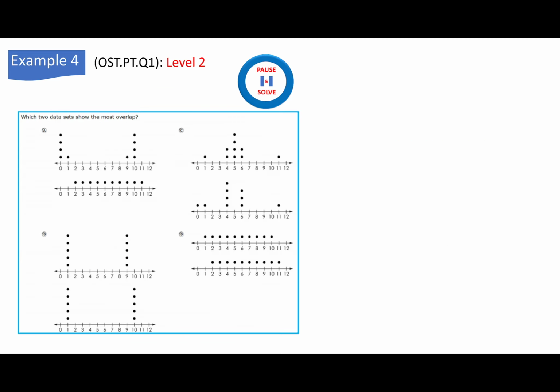Example 4. Which 2 data sets show the most overlap? If you look at this here, you have 1 here and 1 here. You have 2, okay? You have 2 here. Now here, you have 1, 2, 3, 4, you have 5. Here, you have 1, 2, 3, 4, 5, 6. You have 6 here.